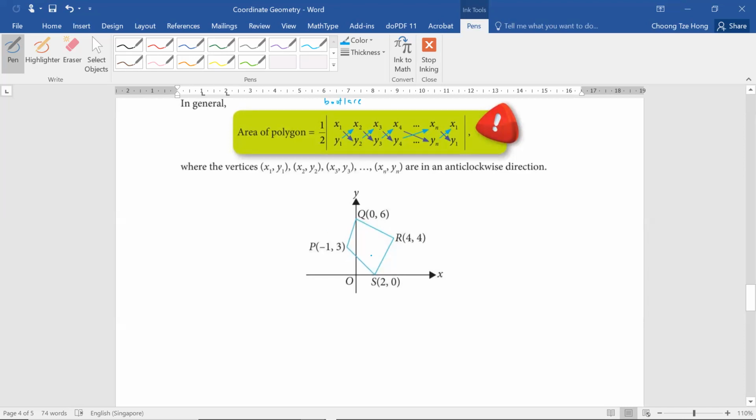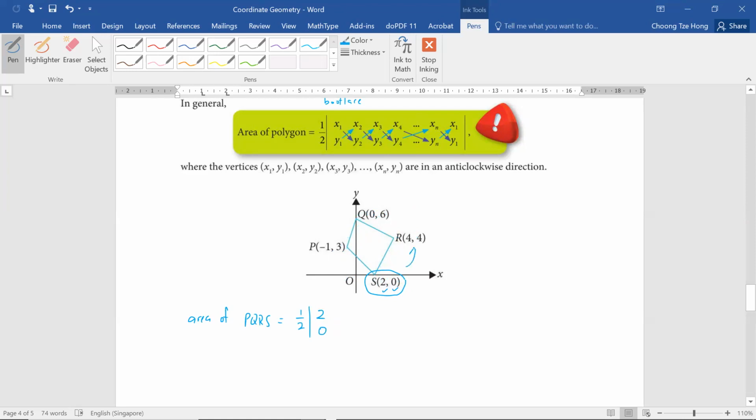Let's say we want to find the area of PQRS. Basically what you need to do is list down the coordinates in an anti-clockwise manner. One recommendation is to start with a coordinate with a 0 inside. The more zeros, the better. So this one, x coordinate is 2, y coordinate is 0, so we will list it this way: 2, 0.